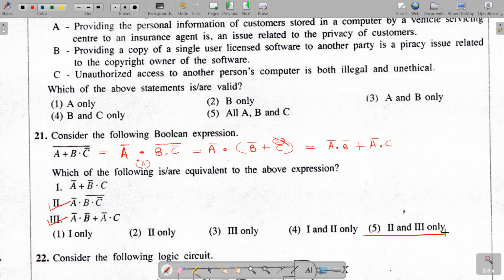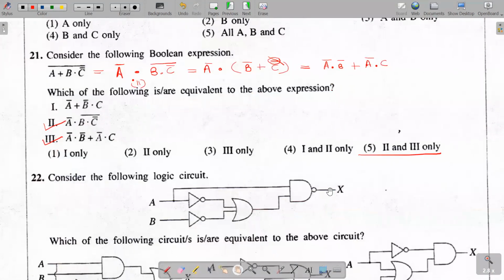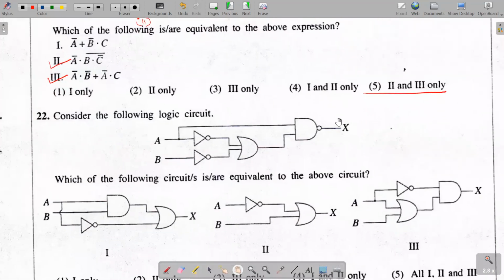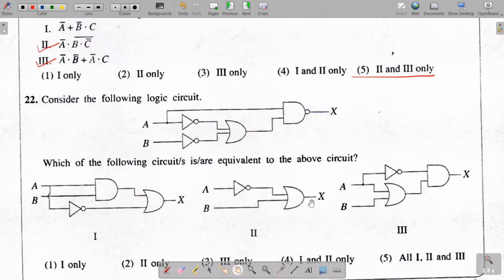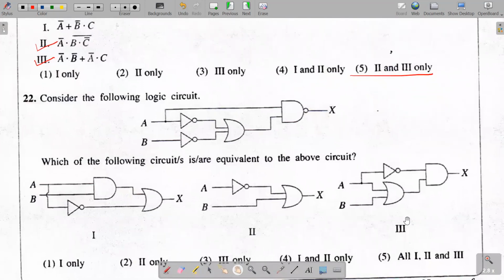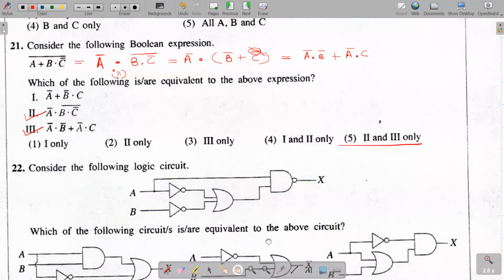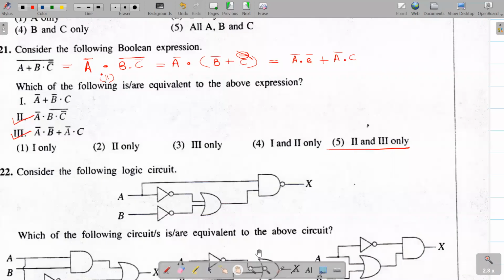So the 21st is done. Then the 22nd. So they had to do from 21 to 26. Yes, anyway. So 22nd, consider the following logic circuit. Okay, which of the following circuits is equivalent to the above circuit? Yes, now in this case, we have to work this out. First, we have to see what's going to be the final answer of this circuit.